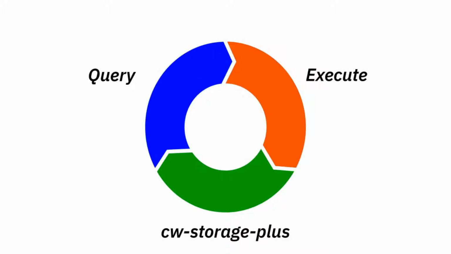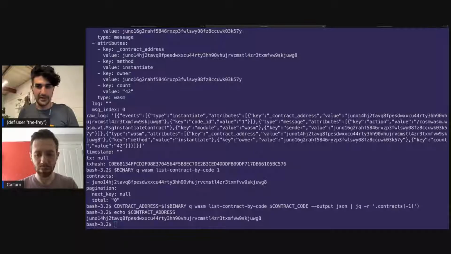And that translates to execute, query, and then our state layer, which is provided by CW Storage Plus. So what about query and execute? We've stored, we've instantiated, we haven't done a query or an execute. This is what we're going to do now.